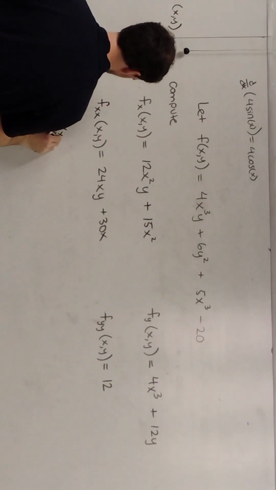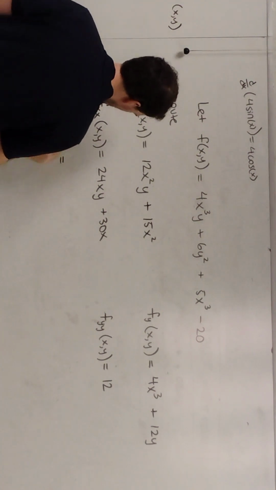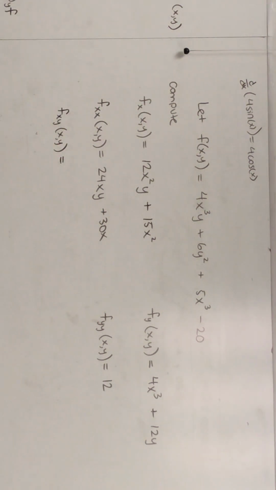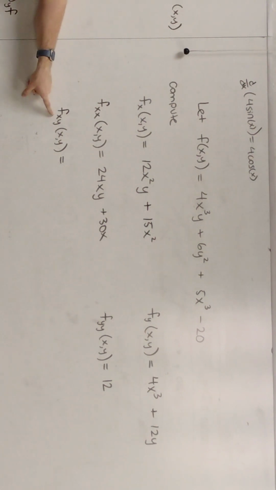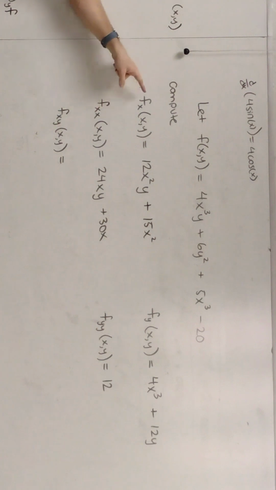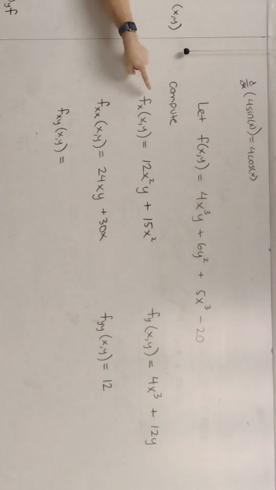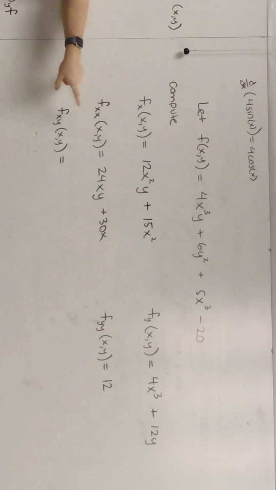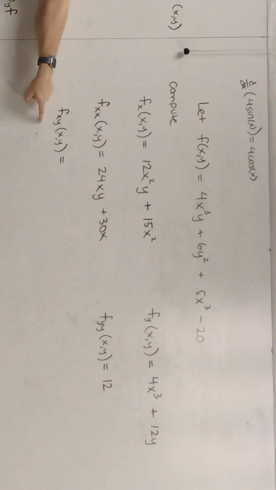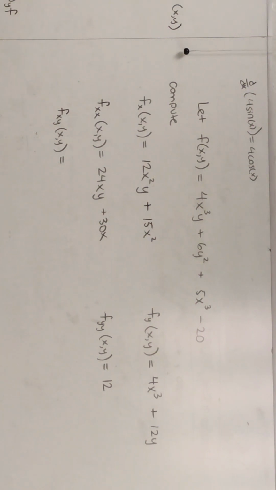You can find a quote-unquote mixed partial. This is saying take the partial derivative with respect to x, and for that function, now take the partial with respect to y. Okay, so it's like the first part that's switched on to the second? Yep.